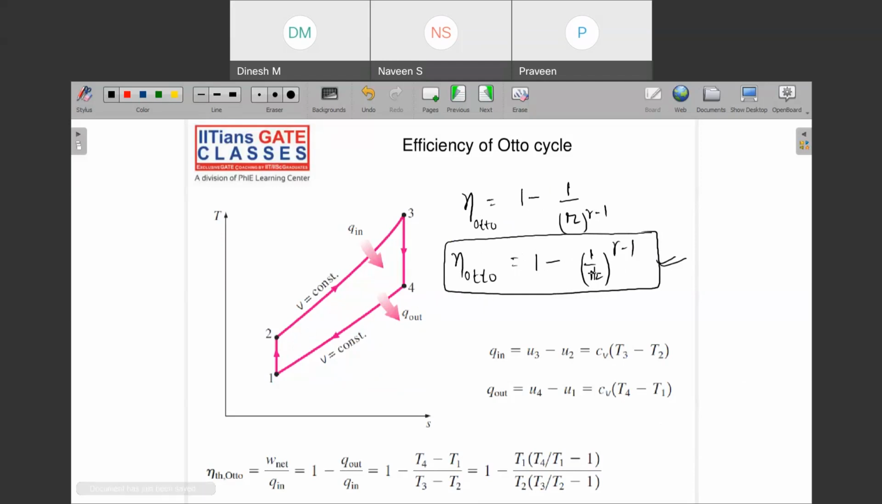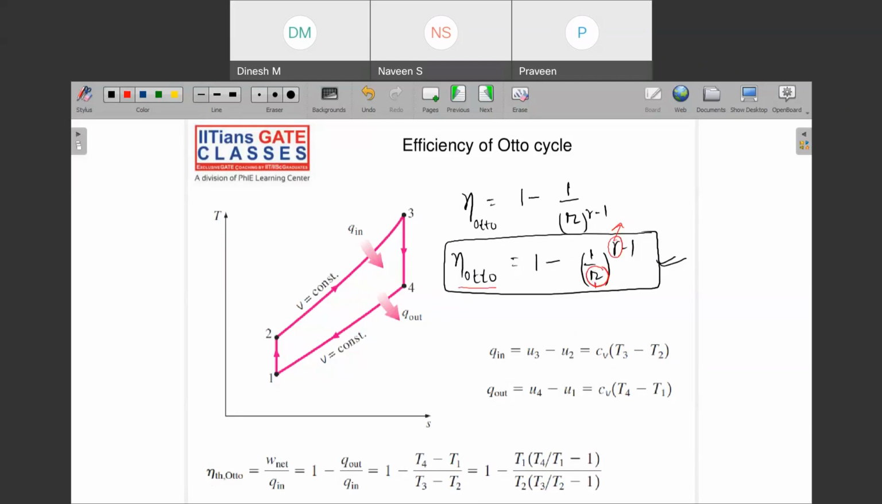Can we see that Otto cycle efficiency varies with the compression ratio, and second, with the ratio of specific heats? Gamma is nothing but the ratio of specific heats, and r is the compression ratio.